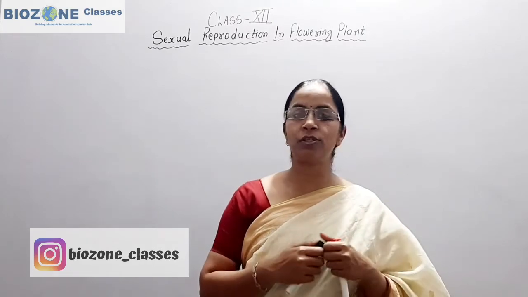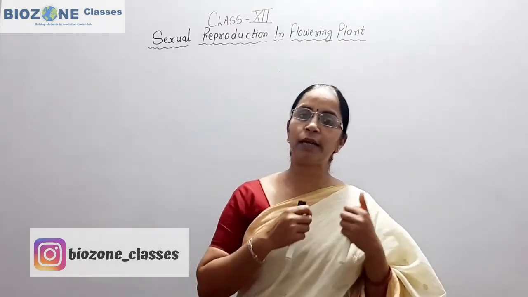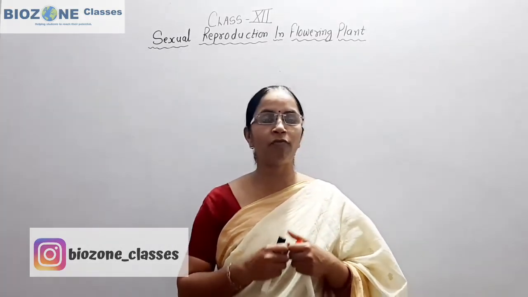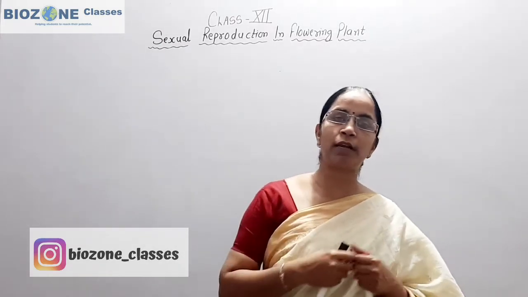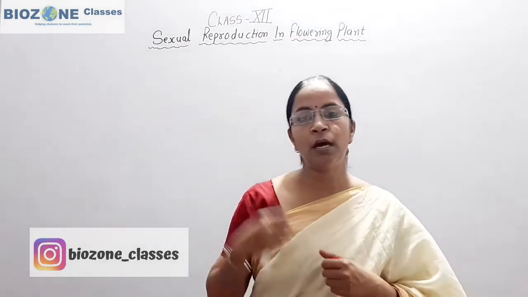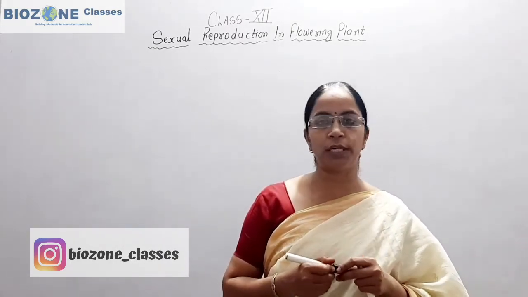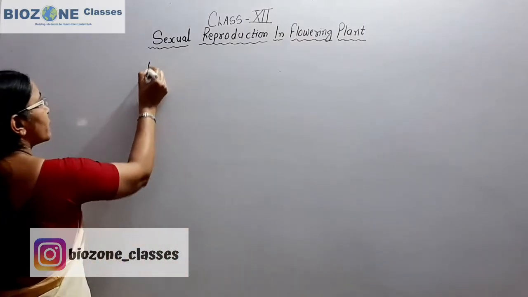As in the last session we completed the structure of androecium, and in that session we studied that the androecium is made up of anther wall and microsporangium. So now today we will continue with that session and begin with the process of microsporogenesis. So let's come towards the topic.